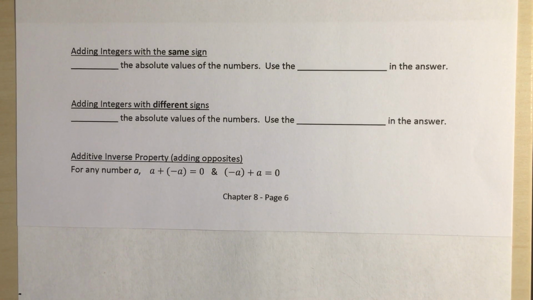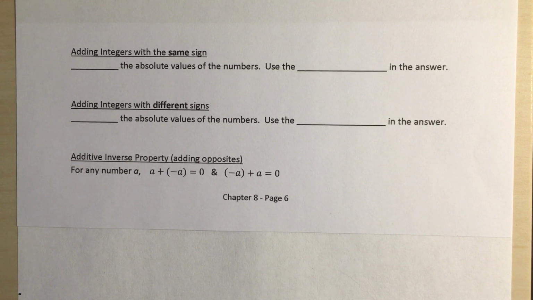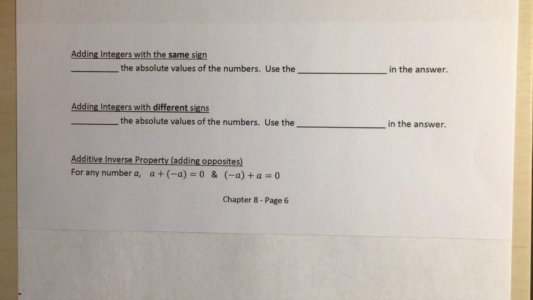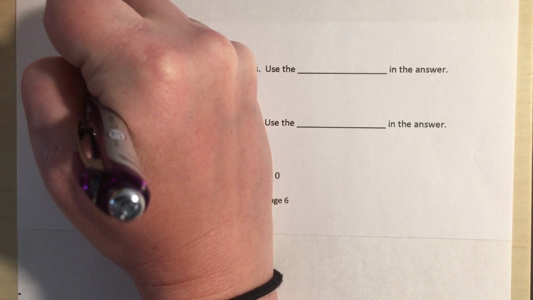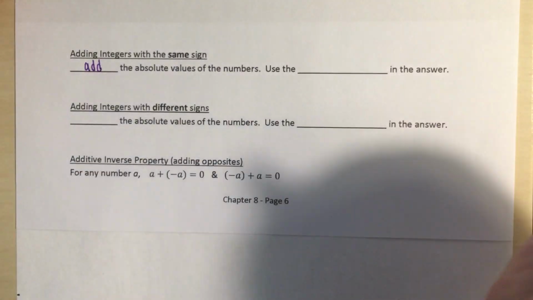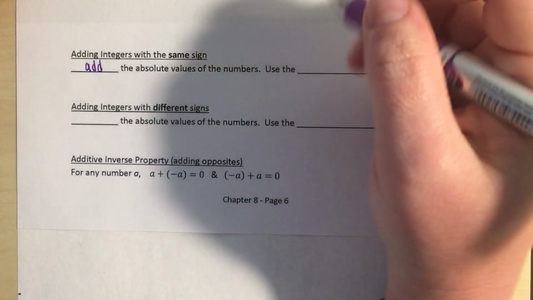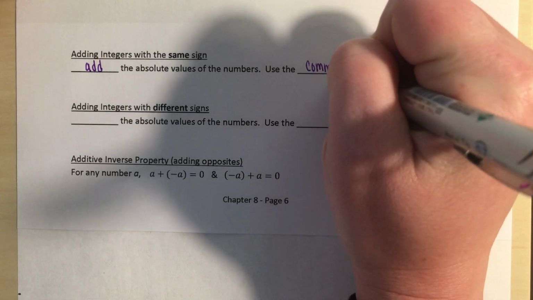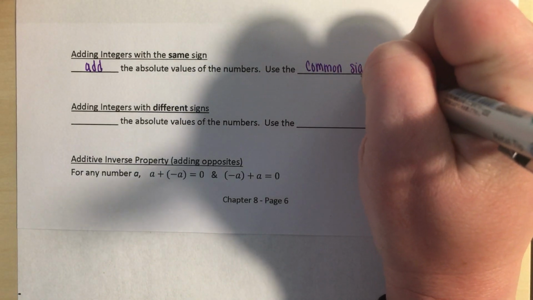Right, so we're going to finish up section 8.2 by coming up with our rules for adding integers. Based on the type of problem that we have, we're going to be adding integers that have either the same sign or different signs. So if our integers have the same sign, we're going to add the absolute value of our integers. Then we're going to use the common sign in our answer.